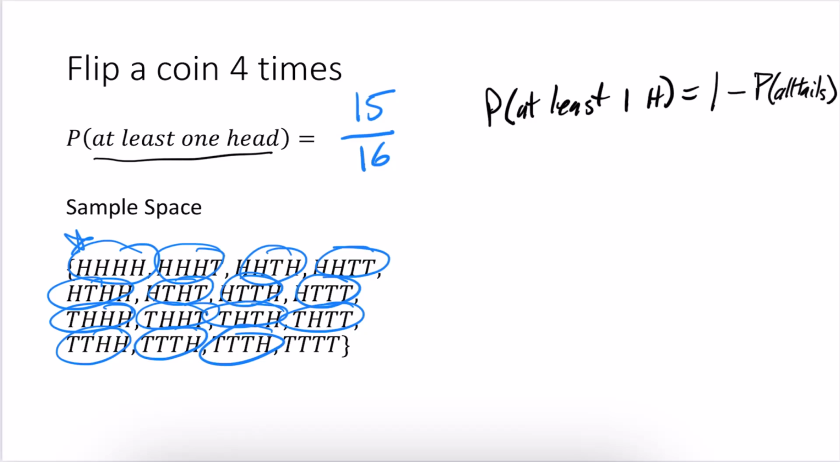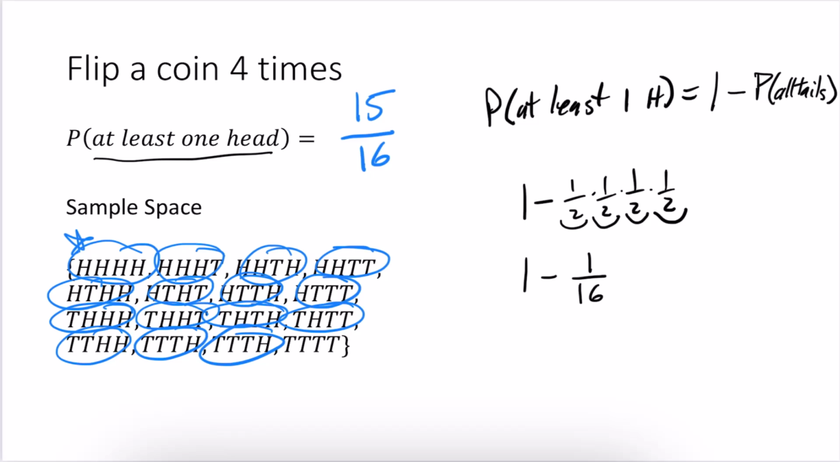And so the way that we could calculate this probability is we could say, well, 1 minus the probability of all tails. Well, I know that the probability of getting all tails is going to be 1/2 times 1/2 times 1/2 times 1/2. Because I have to get a tail on the first one, a tail on the second, and a tail on the third, and a tail on the last one. So that's the probability of getting all tails, which you could simplify to be 1/16, because there's a 1/16 chance you'll get all tails.